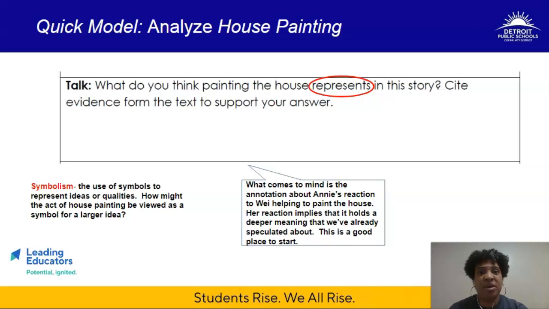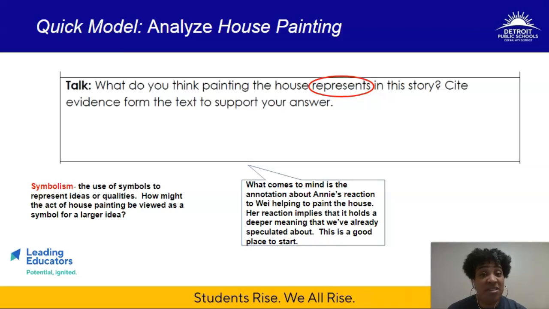So if you remember, Annie asked several times, why in the world is Way painting this house? And that really unnerves her. And one of our annotations or initial reactions to that was there must be more to this house painting than just house painting. Otherwise, Annie would not have reacted the way she did. So that preliminary idea and response is what you can revisit in order to really flesh out what that act of house painting might be, because we haven't answered that question yet.